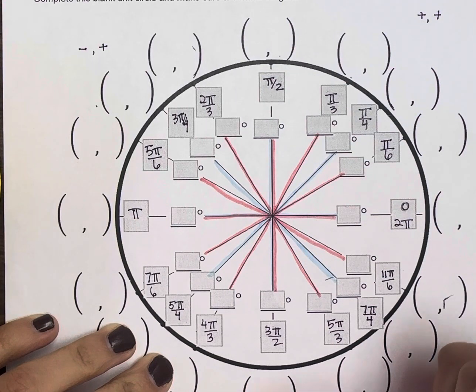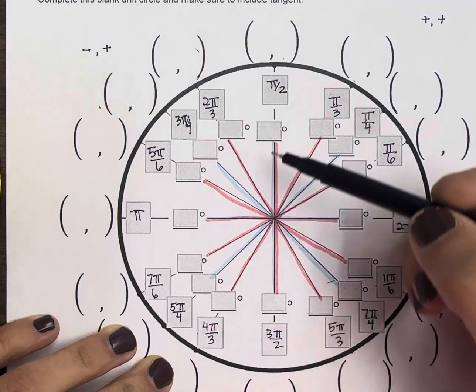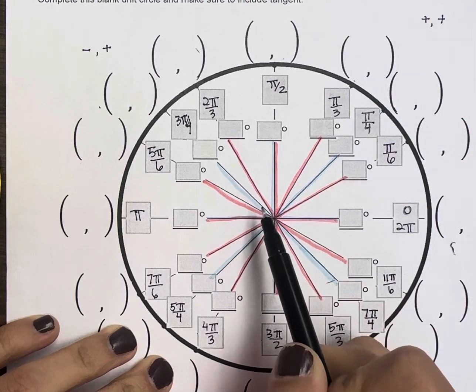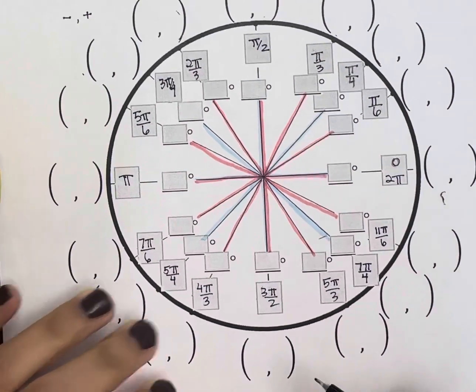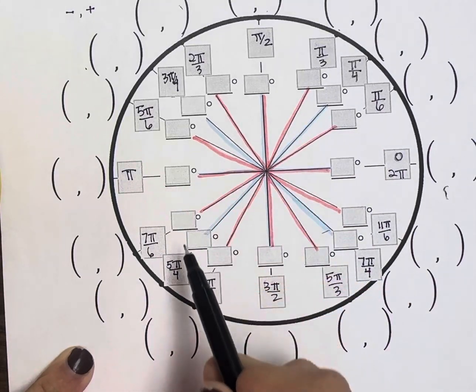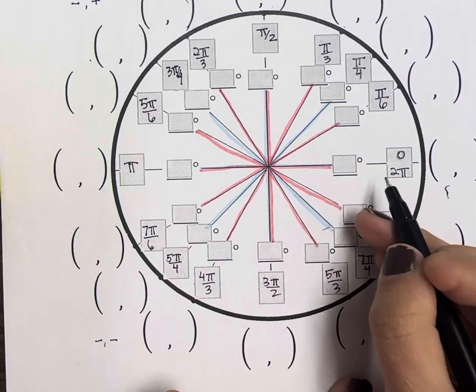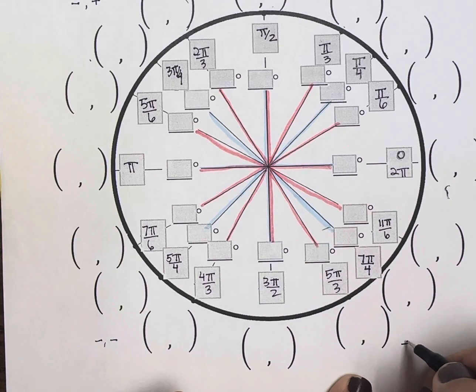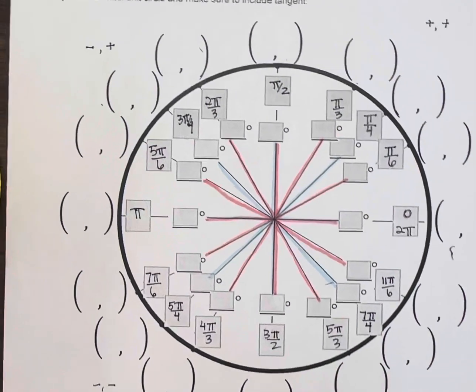middle school, okay? So positive x's are on the right, positive y's are above, negative x's on the left, negative y's below. So over here, where we're left and down, we're negative and negative. And over here, where we're right and down, we're positive and negative. Okay, alrighty, here we go.